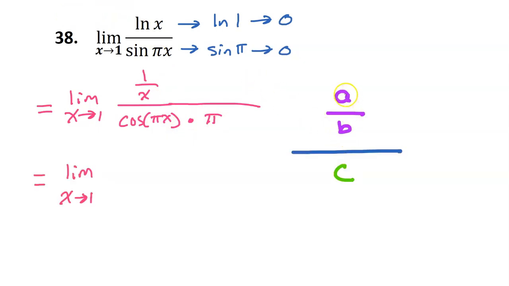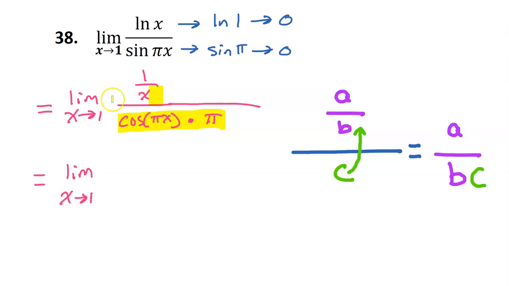Side lesson, remember that if you take a fraction and you divide by something, whatever you're dividing by just ends up in the denominator. So in this little example, I would end up with a over bc. I'm mentioning this now because I have this fraction 1 over x divided by all of this stuff, but everything I'm dividing by is going to end up in the denominator next to the x.